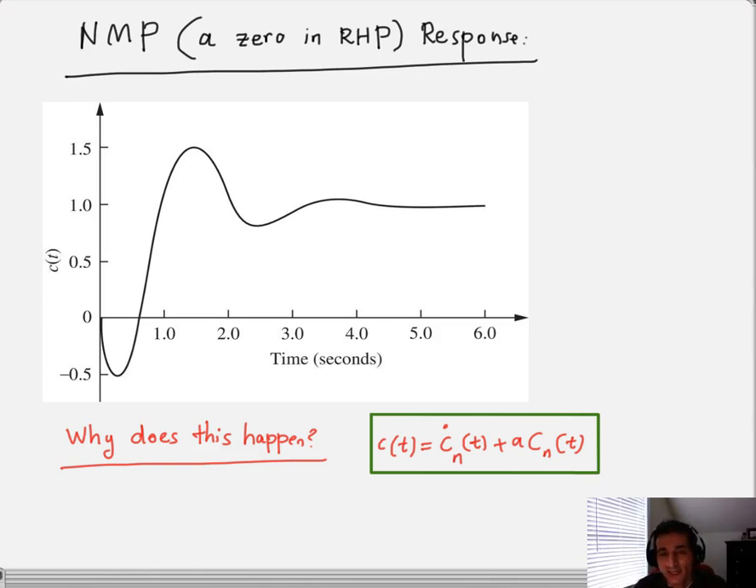And since the value of A is negative, Cn dot is going to become less and less compared to ACn. Therefore, your C of t is going to be negative for a while, and that's exactly why you see this undershoot. But after a while the trend is reversed, and Cn dot becomes comparable to ACn. Then the response ramps up and eventually behaves just like a regular second order system response.